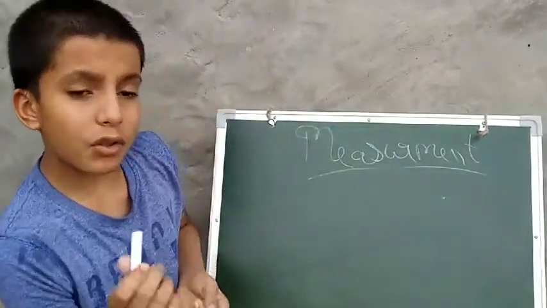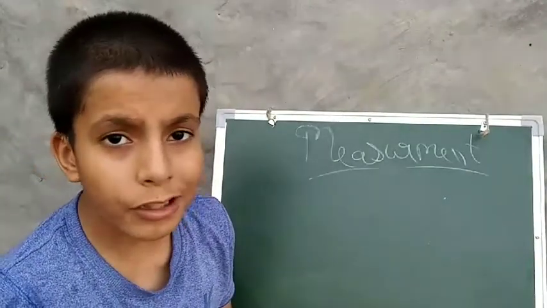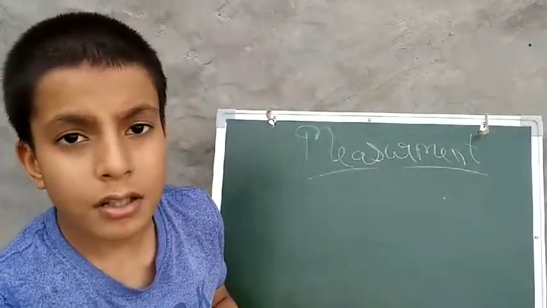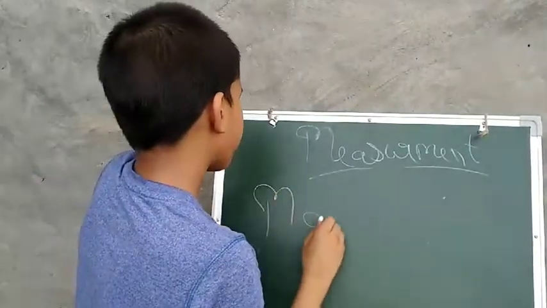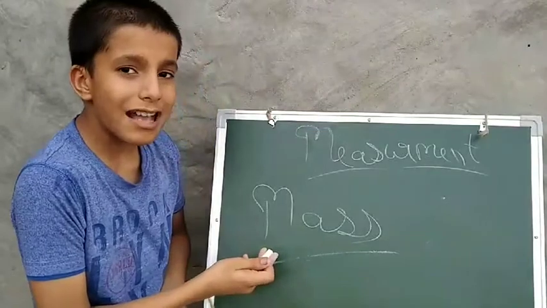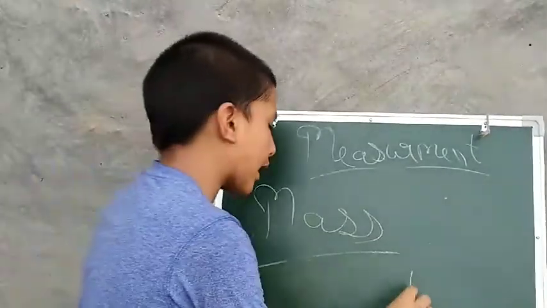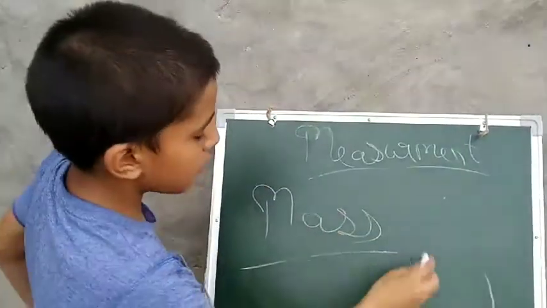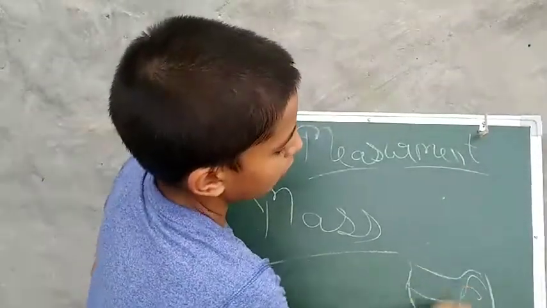And you know about weight. What is the meaning of weight? Weight means, do you know about mass? What is the meaning of mass? Yes, you're right. Every object, every matter has mass. And mass means the material that is in this bowl or in the matter.